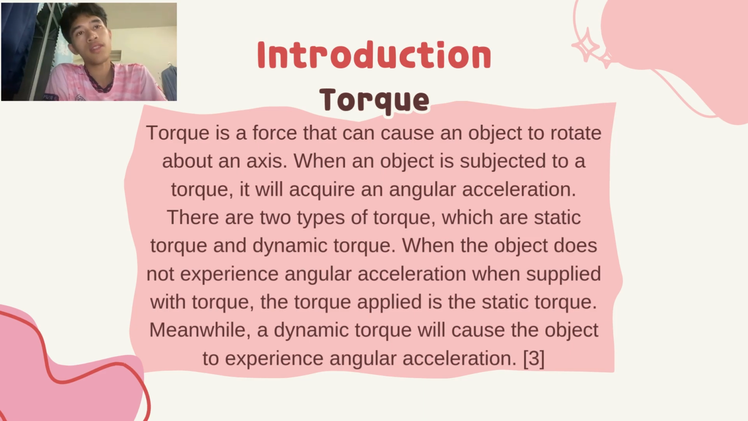For the introduction, torque is a force that can cause an object to rotate about an axis. When the object is subjected to a torque, it will acquire an angular acceleration. There are two types of torque, which are static and dynamic. When the object does not experience angular acceleration when torque is applied, the torque applied is static torque. Meanwhile, a dynamic torque will cause the object to experience angular acceleration.